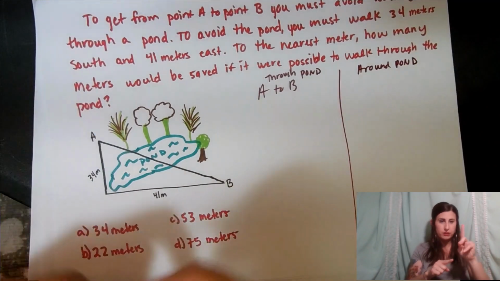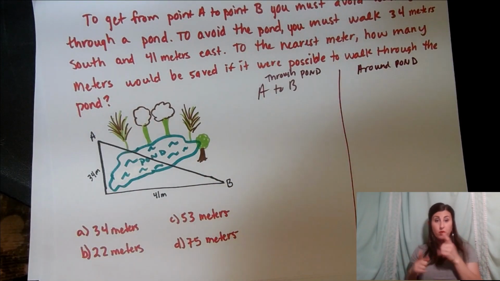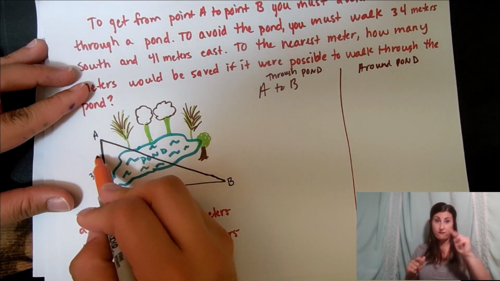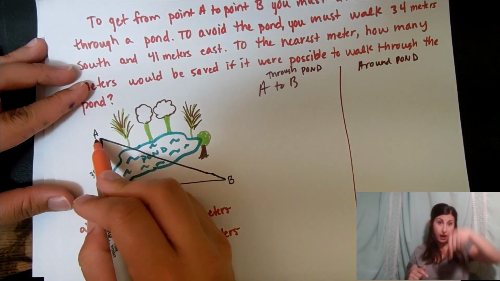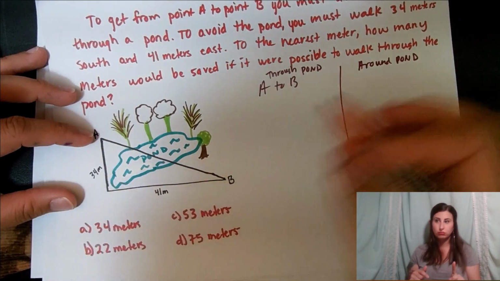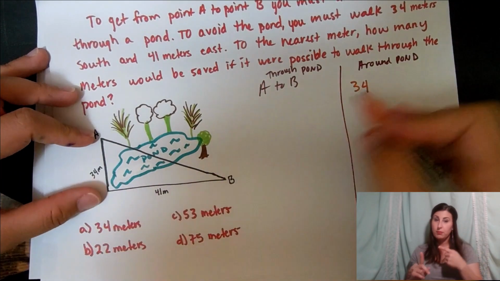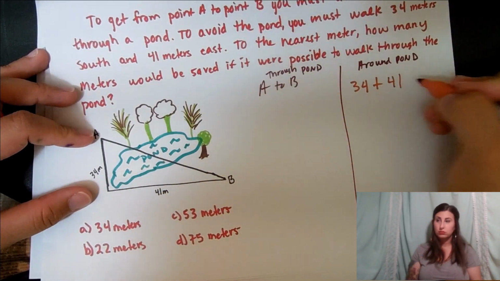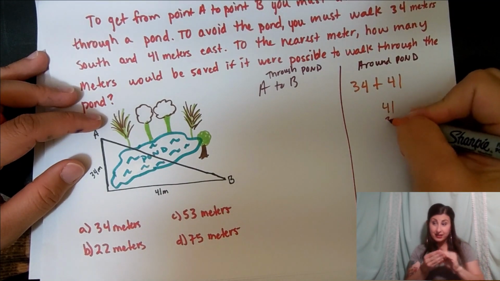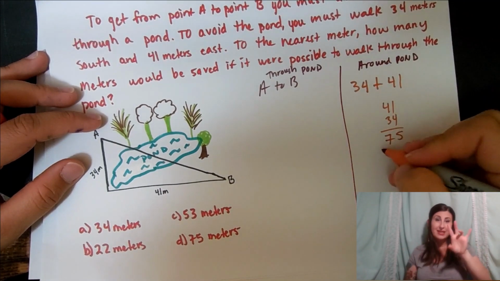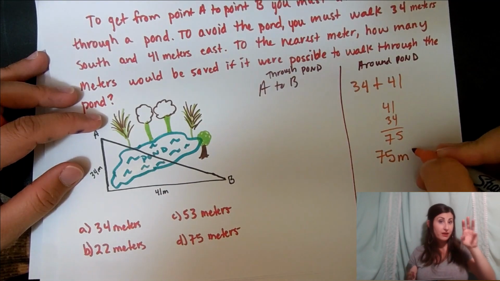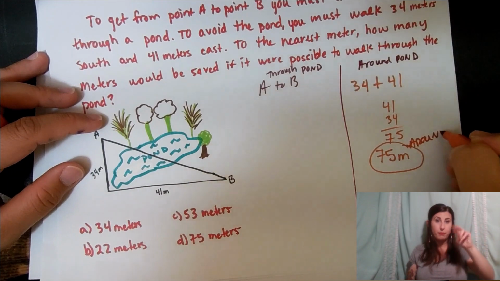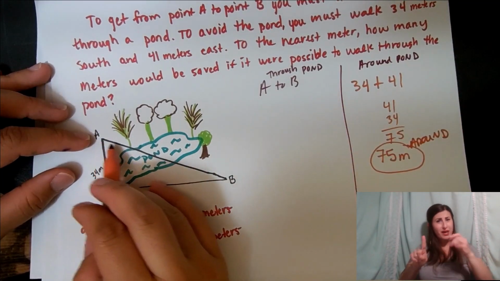Well, let's see how long it takes if I just wanted to go around the pond. All right, so let's see. Around the pond would be if I go 34 meters this way, because here's the edge of the pond. So if I'm here, I have to walk this way. So it'll be 34 plus walking all the way this way to get to B, 41. Okay, if I add that up, 41 plus 34, I get 75. So 75 meters to go around the pond. Okay, but what if I could go through it?